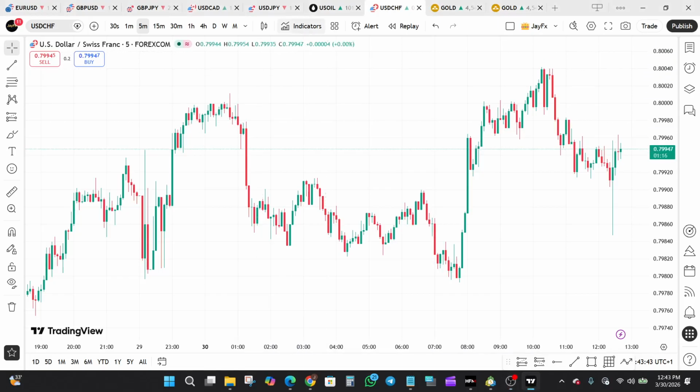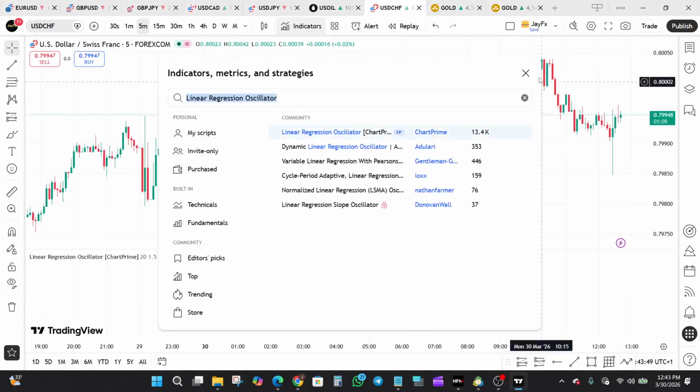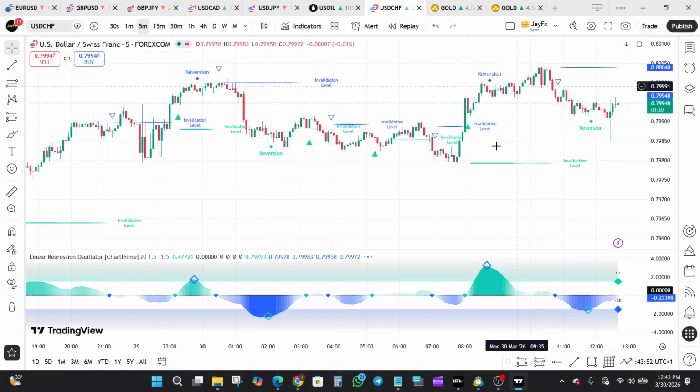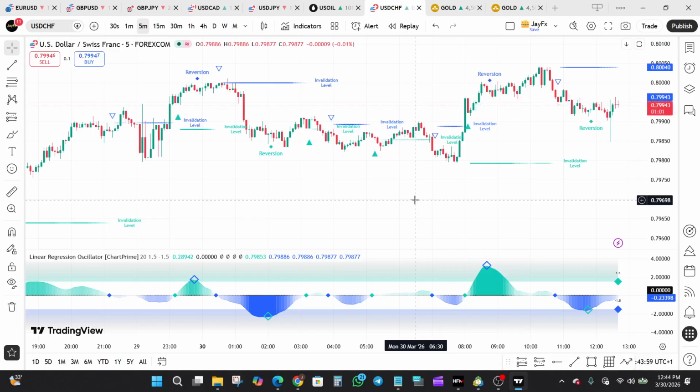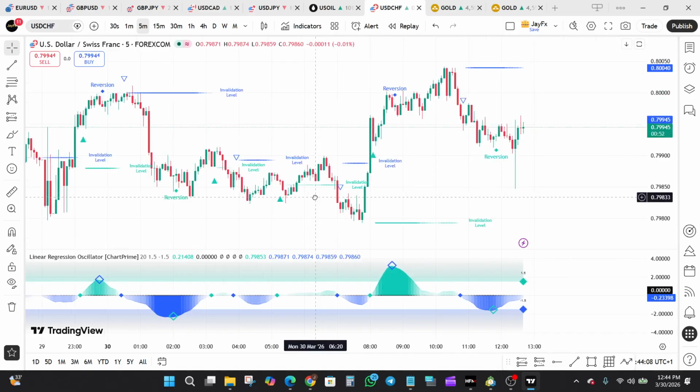All right, so let us start by adding the indicator to our chart. Now basically the linear regression oscillator is a technical indicator that measures how far price deviates from a linear regression line over a specific period. In simple terms, it helps traders understand whether price is overextended relative to its average direction.